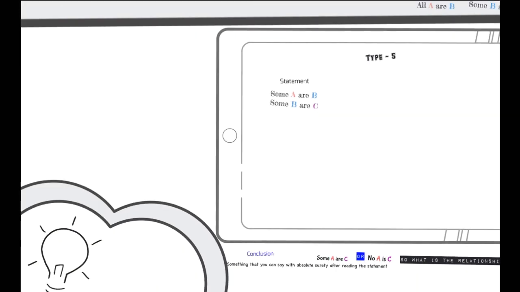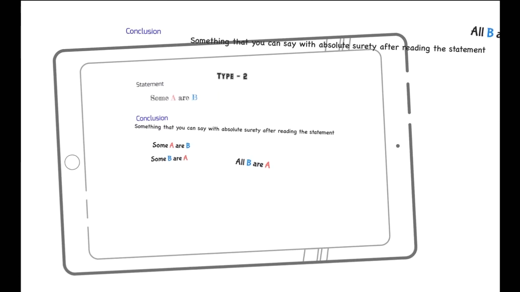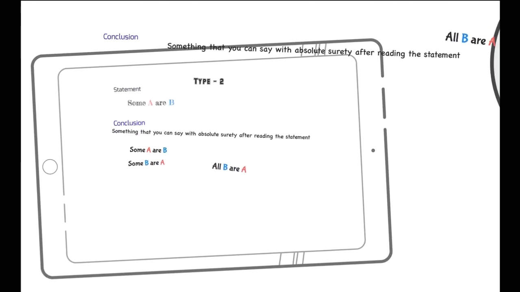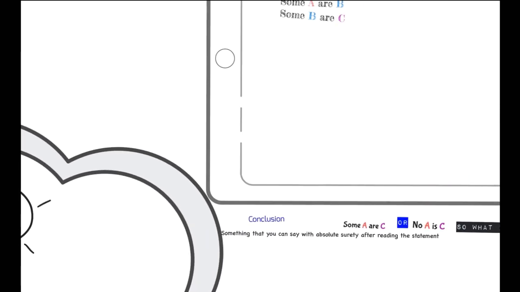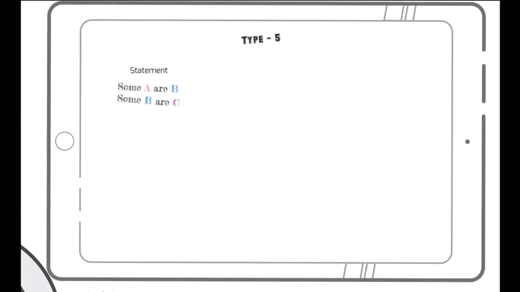Now again, just like any other type, even in type 5, I'll get a statement and I'll be asked for a conclusion from it. But just like the previous type, type 4, here I am getting multiple statements. First some A R B and then some B R C. If you can recall which type is some A R B, I have to go back. Some A R B is my type 2. So I'm combining type 2, but here with two different statements.